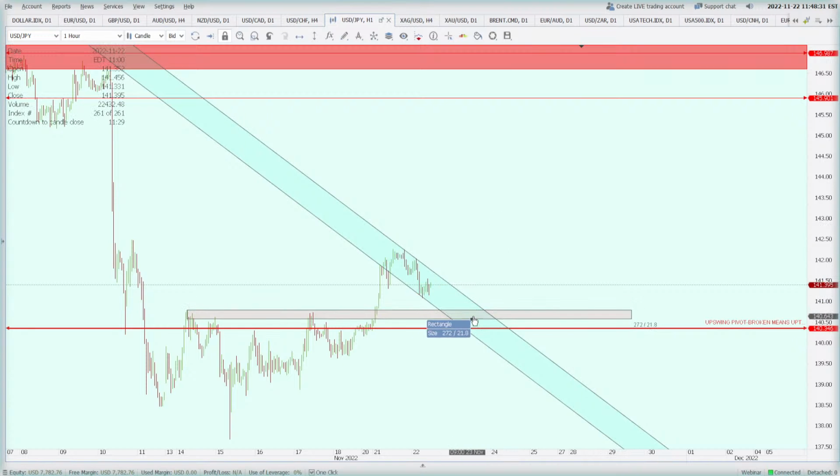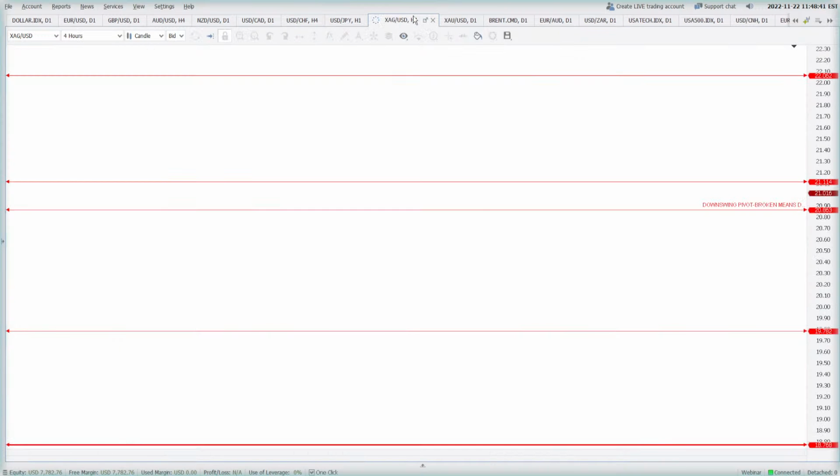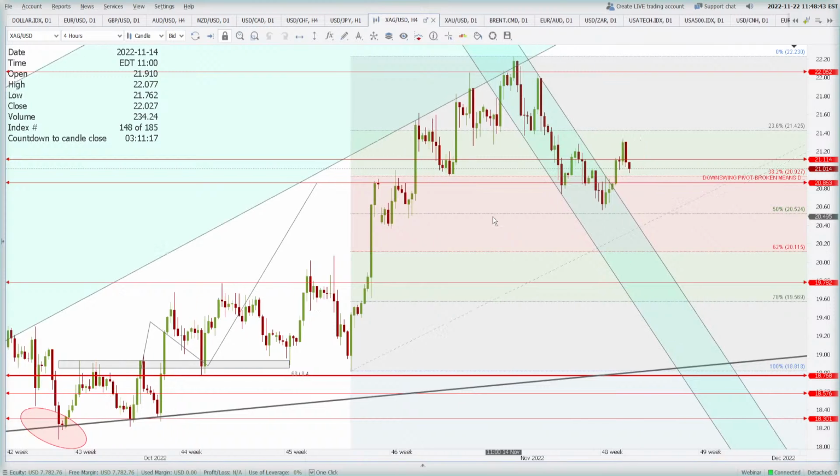Okay, look for a buying opportunity here in this region. On the upside we have targets of 145.90. On the downside we have support at 140.34 area. Silver is a buy, guys.